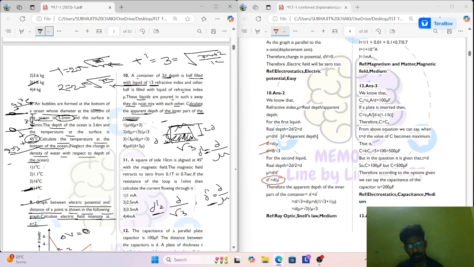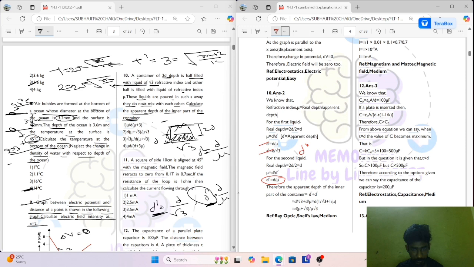The apparent depth of the inner part of the glass or the container will become the summation of these two only. This you have to remember. Whenever more than one liquid is poured in a container and they have different refractive indices, the total apparent depth will be the summation of their apparent depths, which equals d by root 3 plus d by mu.